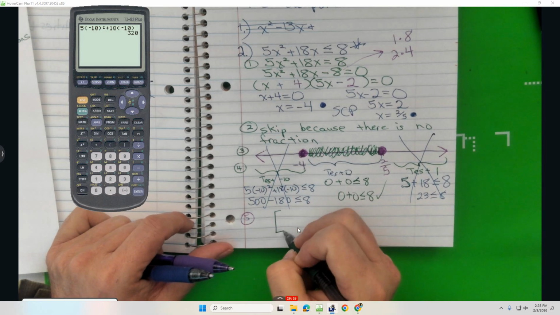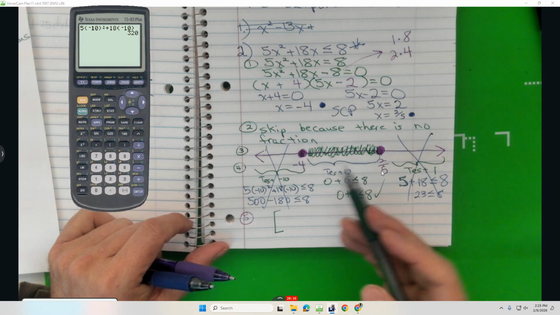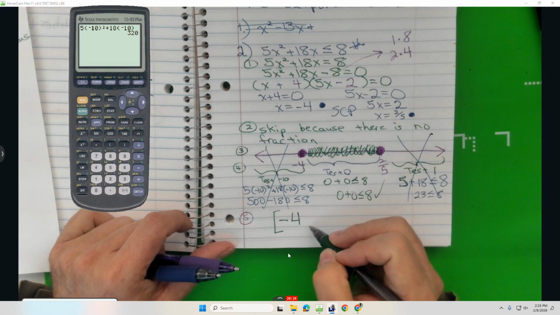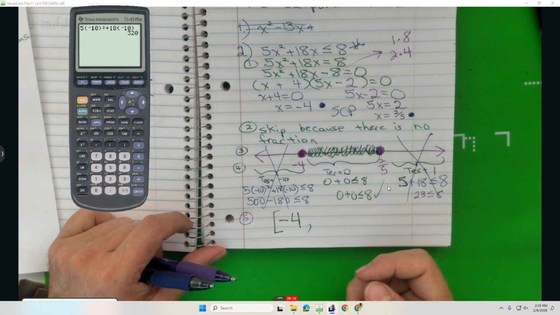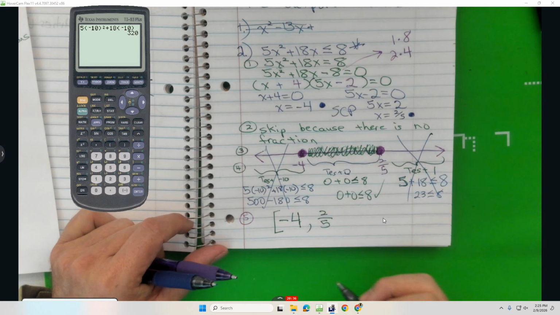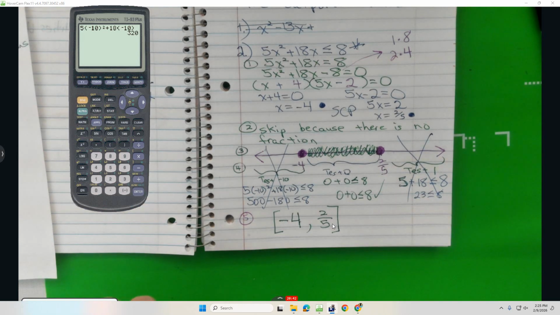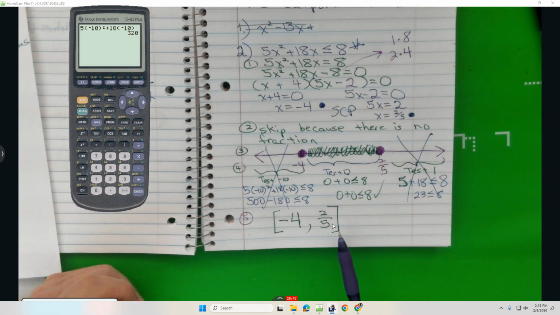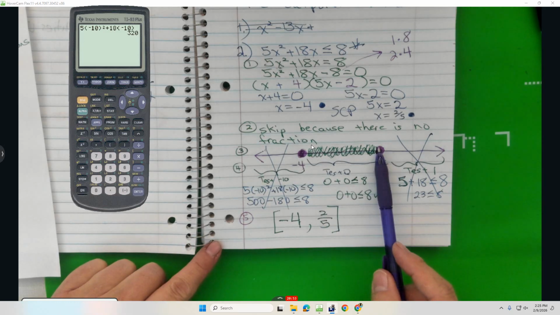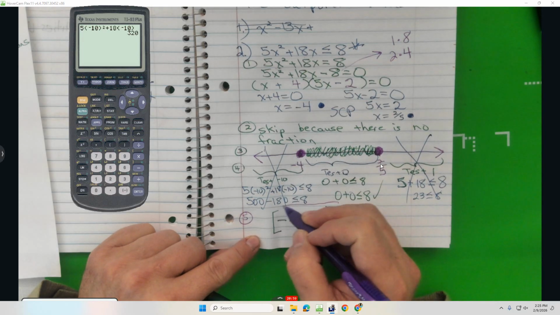Bracket? Okay. That's the only time you use a bracket, when you have a closed dot. Then you have a -4, comma. Don't forget to type your comma. The right-hand endpoint is 2/5. What are we going to put on after that 2/5? Another bracket. An interval of this form that starts and ends with a bracket is called a closed interval. A closed interval is a number line that starts and ends with closed circles. Here's what you'll type in.